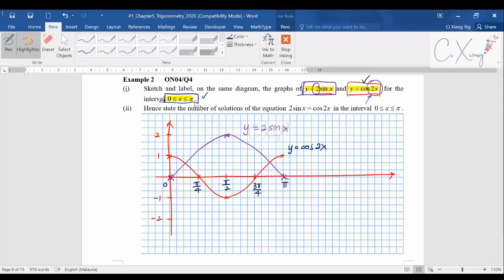Okay, then after that, they are asking for the number of solutions for the equation. Now when they ask you to get the number of solutions for an equation like this, if you look at this equation, there are two graphs actually: y equals 2 sine x, and another graph is y equals cos 2x. So when you have this kind of equation, to get the solution, you can sketch the graphs separately. Like what you see here, you already sketched the graphs separately in part number 1, and you look for the number of intersection points. So the number of solutions here will be the number of intersections.